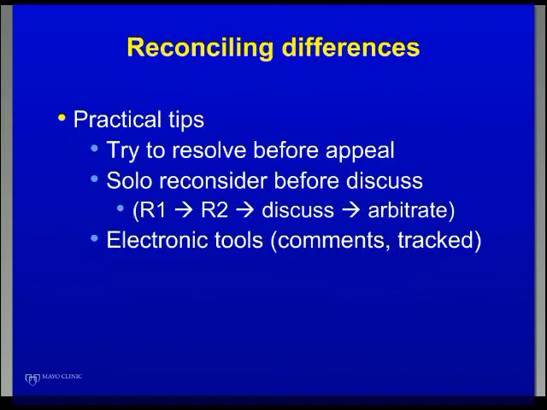Okay, so let's talk just briefly about reconciling differences. So again, first of all, stage one of inclusion-exclusion, you don't try to reconcile differences. If there's a disagreement, you just turf it forward and deal with it at the second phase. But in the second phase of inclusion-exclusion and also with data abstraction, you do have to reconcile differences. And here's what I've found works best. First of all, don't jump to the third-party arbitrator. First, try to resolve them amongst the two reviewers who had that conflict initially.